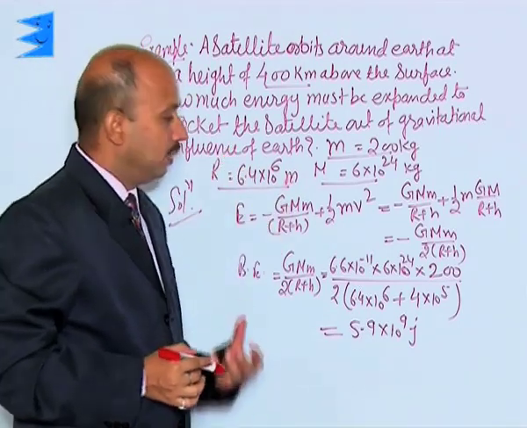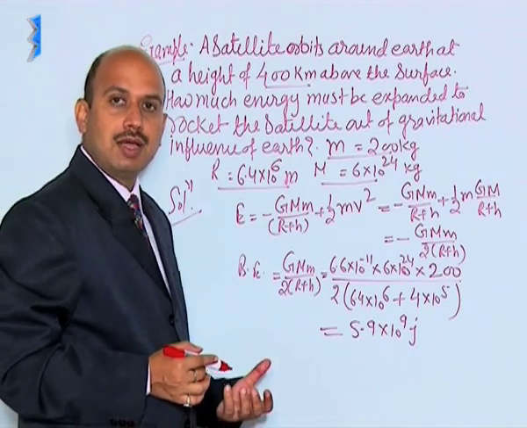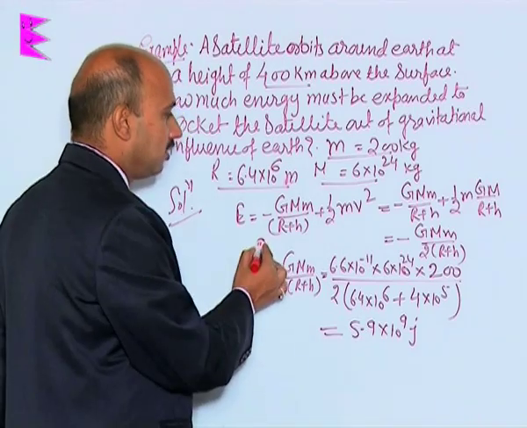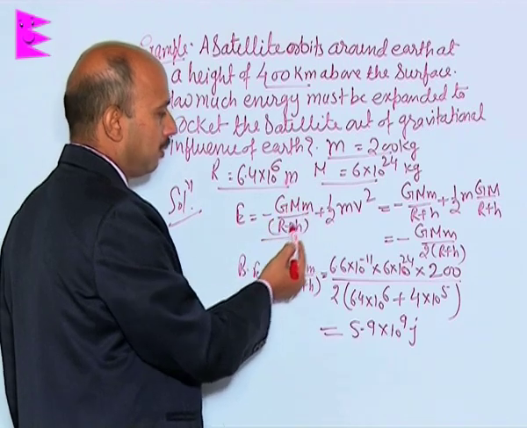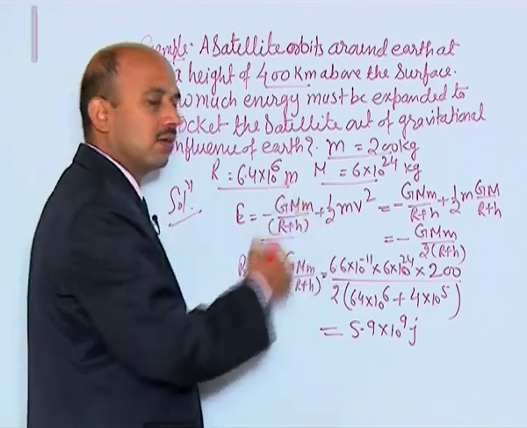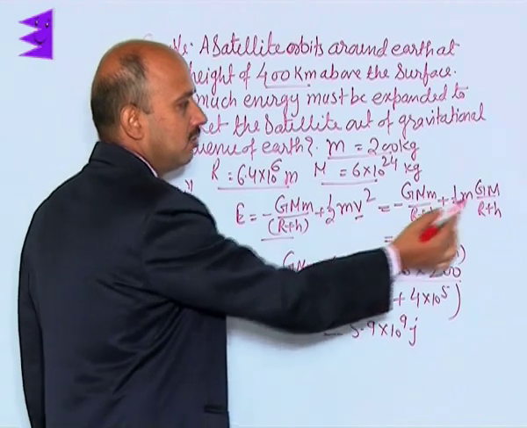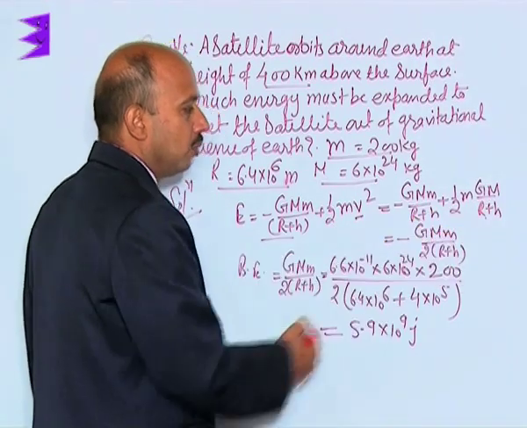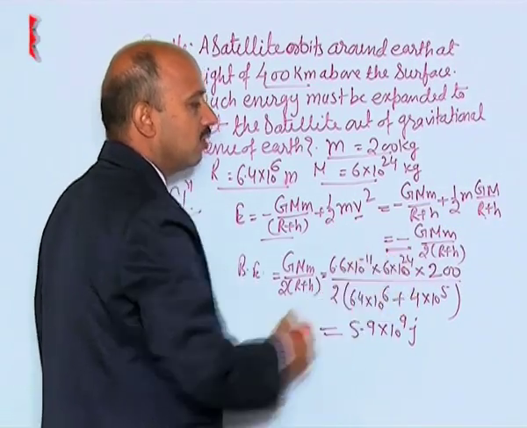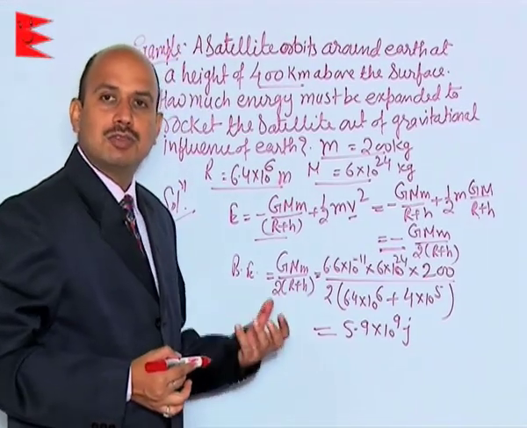So see here, when the satellite is in the orbit at height h, then its total energy is this much, minus GMm upon R plus h plus half m v square. V is the orbital speed, that is square root of GM upon R plus h. So by putting this, you have got this. This is the formula for the total energy of the satellite.